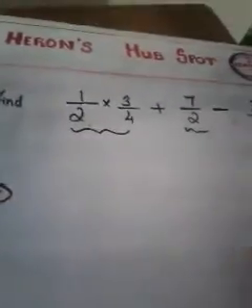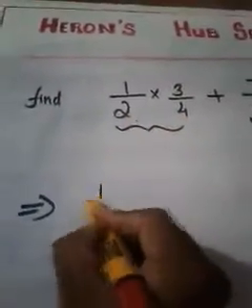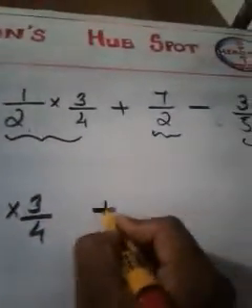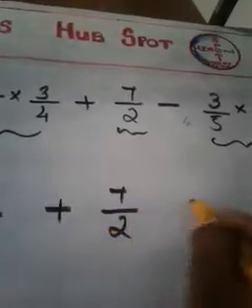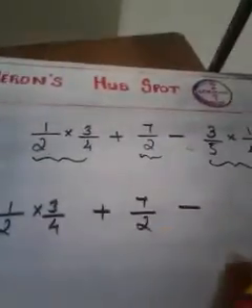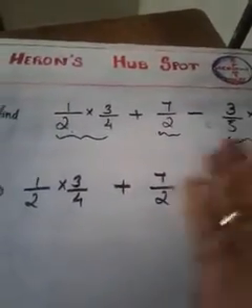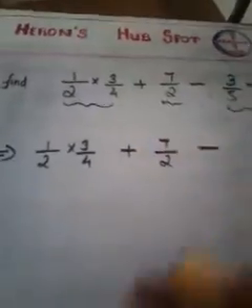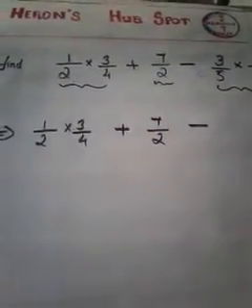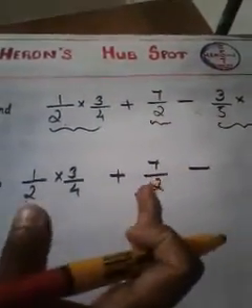I'm going to write one more step, then it will be clear for you. The first term as it is, 1 by 2 into 3 by 4, plus 7 by 2 as it is, minus. See, if you find any common fraction, then no problem. You can take those two terms together, then take the common fraction outside, and you can follow the steps. But since there is no common fraction, I am going for a tricky attempt.